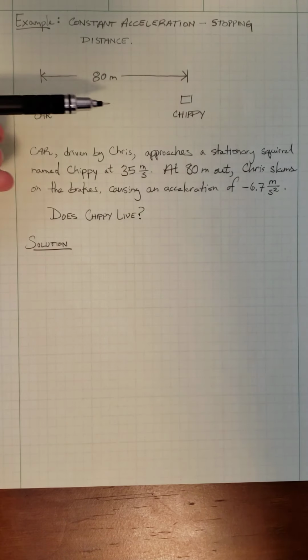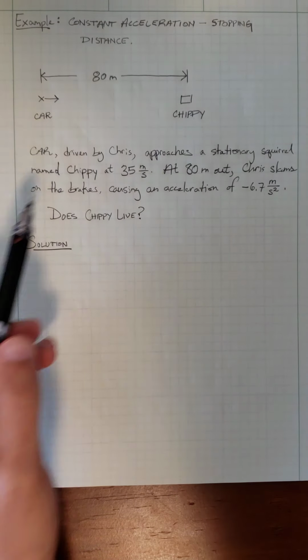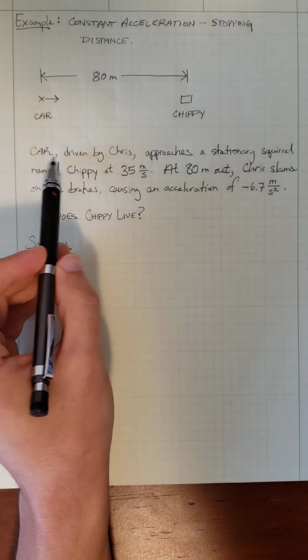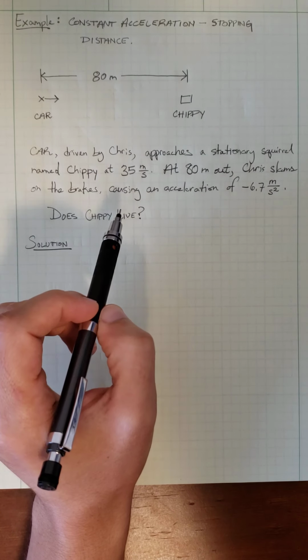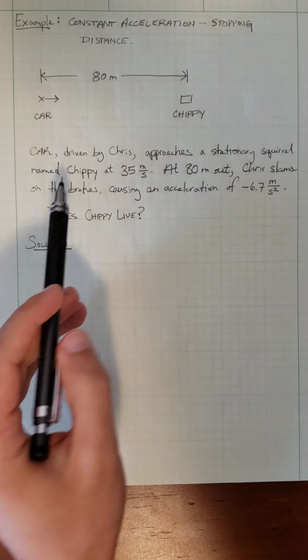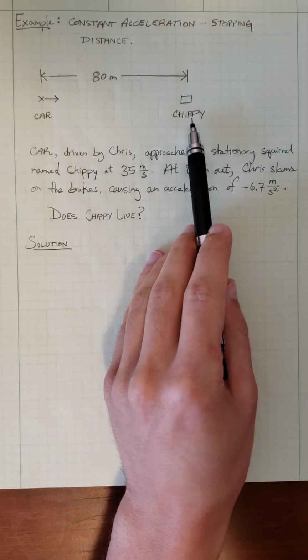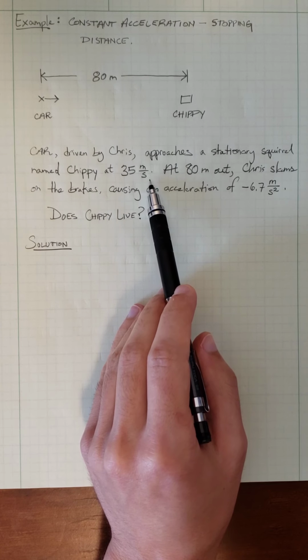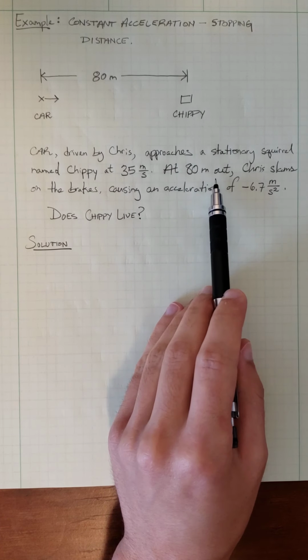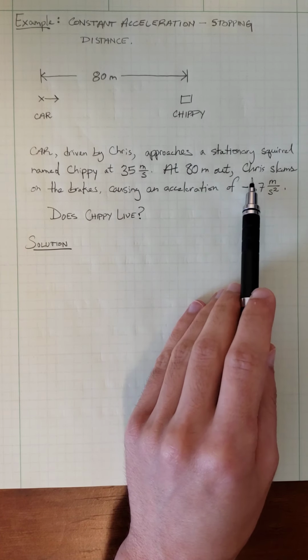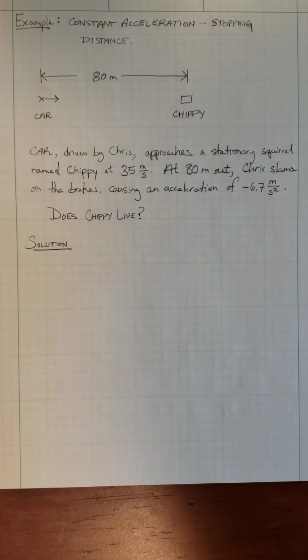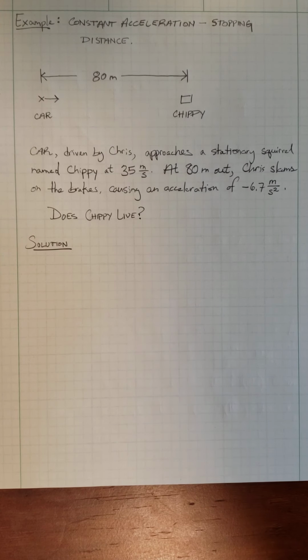This meaning this is what I'm considering to be the positive direction. The car is driven by Chris. That was Chris Lacoste 10 years ago, if you're wondering. Approaches a stationary squirrel named Chippy at 35 meters per second. At 80 meters out, Chris slams on the brakes in a bid to save Chippy's life, causing an acceleration of minus 6.7 meters per second squared.